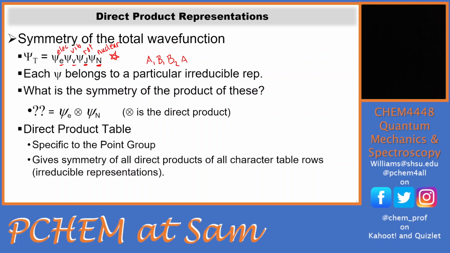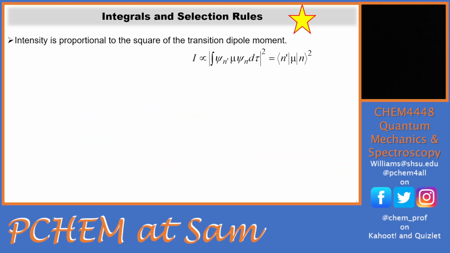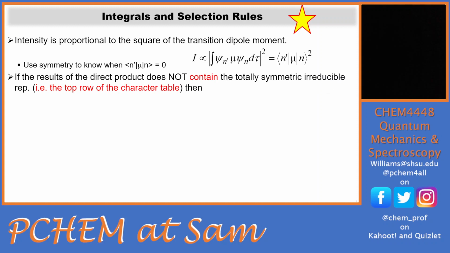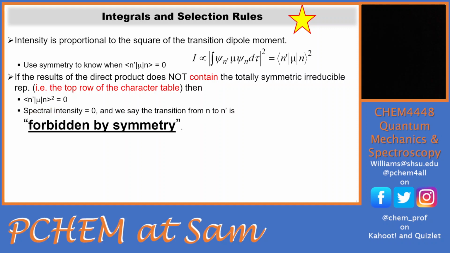And then we've talked about the direct product table being specific to the point group, and it gives the symmetry products of all of the character rows, those irreducible representations. And so that intensity is proportional to the square of the transition dipole moment. And so if the result of the direct product does not contain the totally symmetric irreducible representation, or the top row of the character table, then that integral is equal to 0. And we would say that that transition is forbidden by symmetry. So this is a bit of review. We've talked about this for the particle in a box, but I'm just reviewing it for this set of notes.